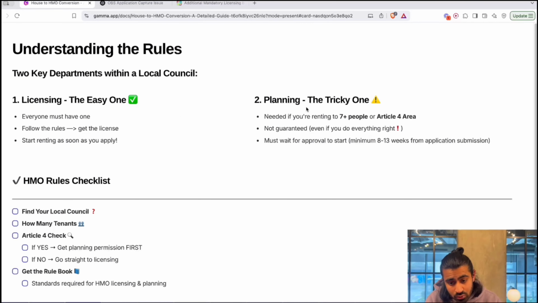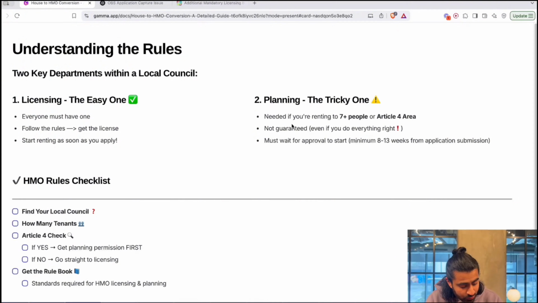In the status quo, 6 or less, just licensing. 7 or more, planning. However, some local councils don't want to increase the amount of HMOs in the area. They have the right to issue Article 4 directions, which removes the right for us as property owners to turn our property into a HMO, no matter how many people we intend to rent the property out to.